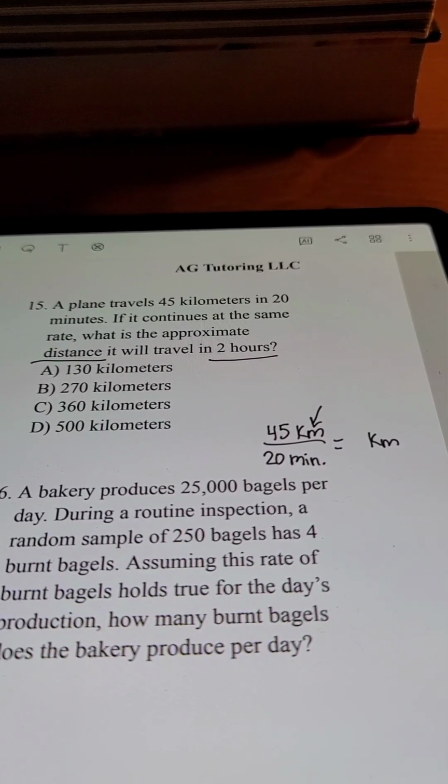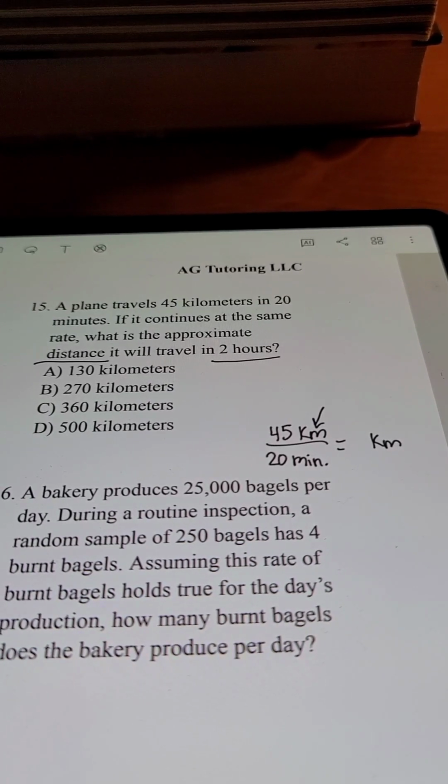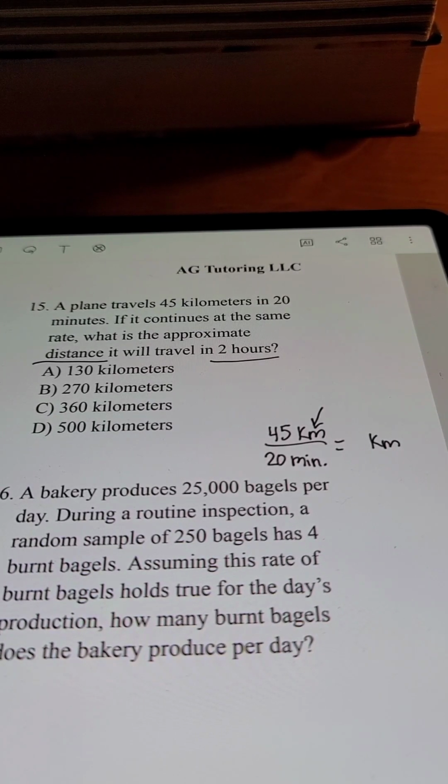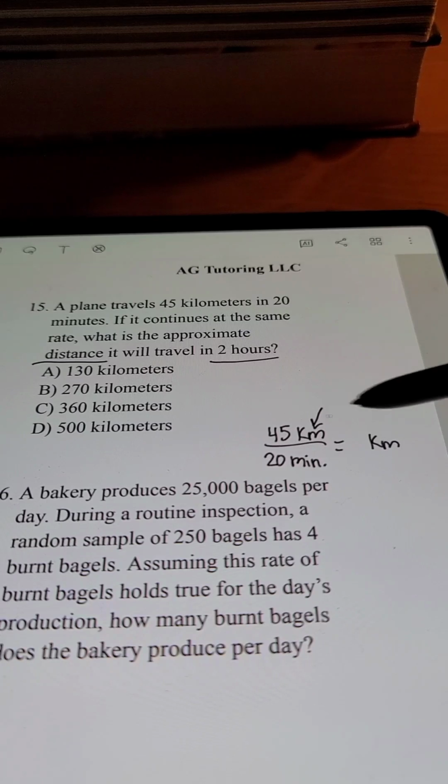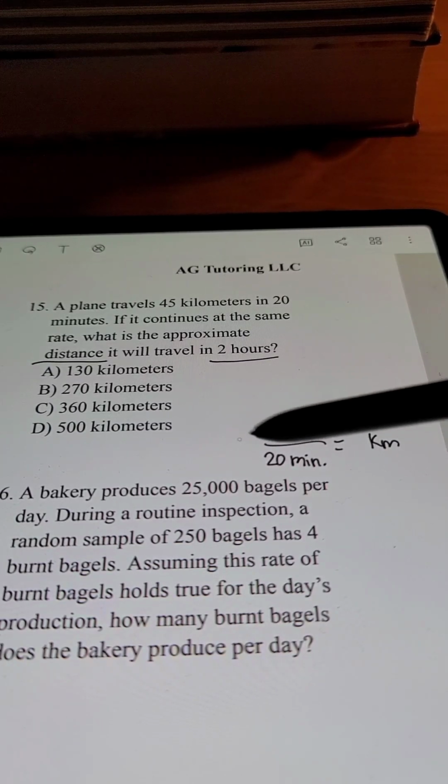Side note, I feel like I say that wrong. Is it kilometers or kilometers? I'm having like a moment. I feel like I usually say it kilometers. Okay, sorry.